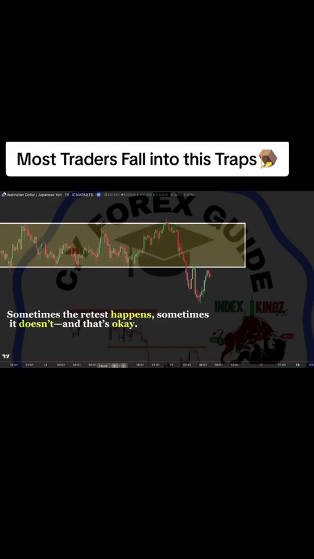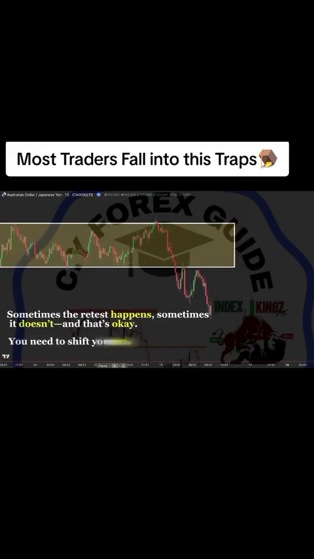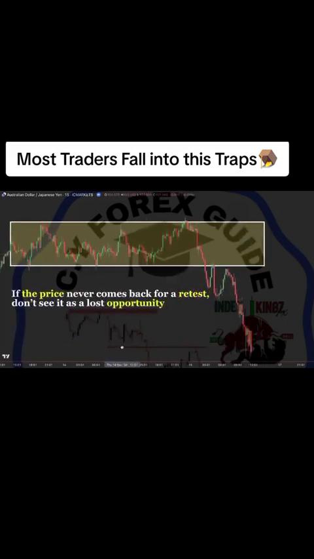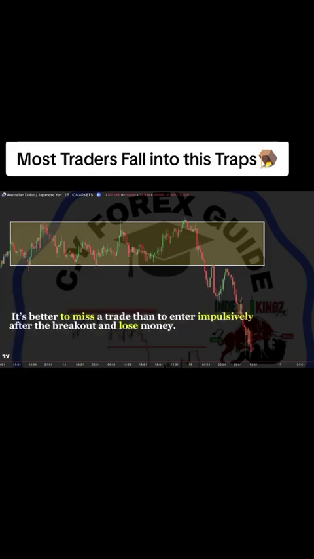Sometimes the retest happens, sometimes it doesn't, and that's okay. You need to shift your mindset about missing trades. If the price never comes back for a retest, don't see it as a lost opportunity. It just means the market is protecting your capital for a better setup. It's better to miss a trade than to enter impulsively after the breakout and lose money.